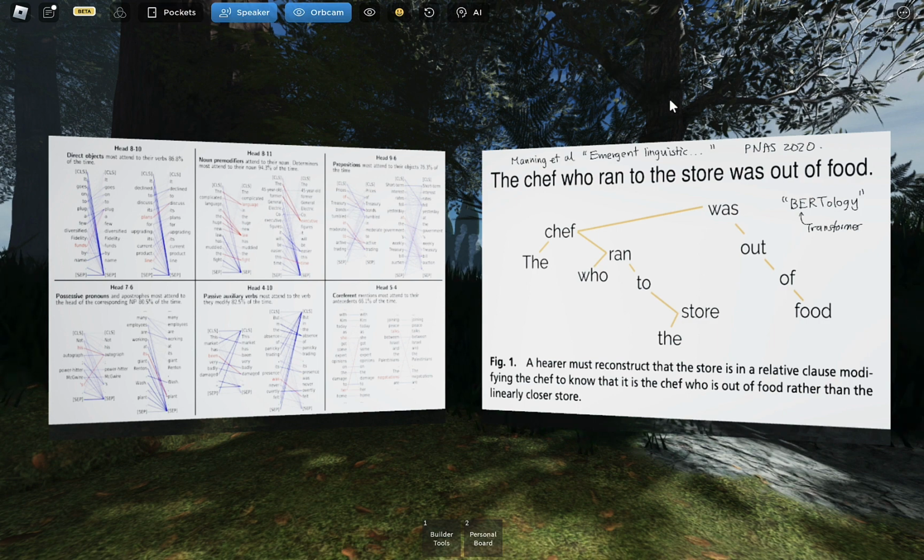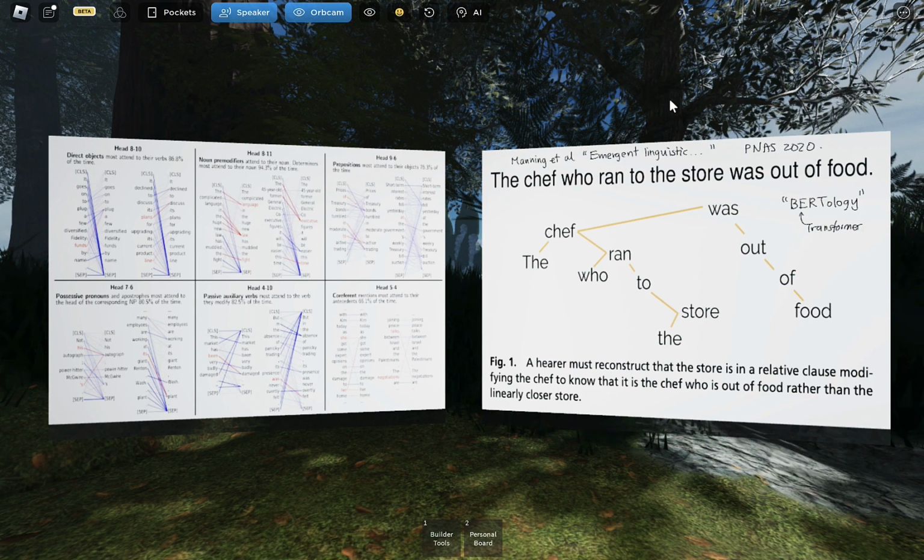Let's see if I can find this particular example. Well, I think it's kind of clear anyway. So if you look at the sentence, is it the chef who was out of food, or was the store out of food? The chef who ran to the store was out of food. So you understand, reading that, that "out of food" refers to the chef, right? Even though store is closer.